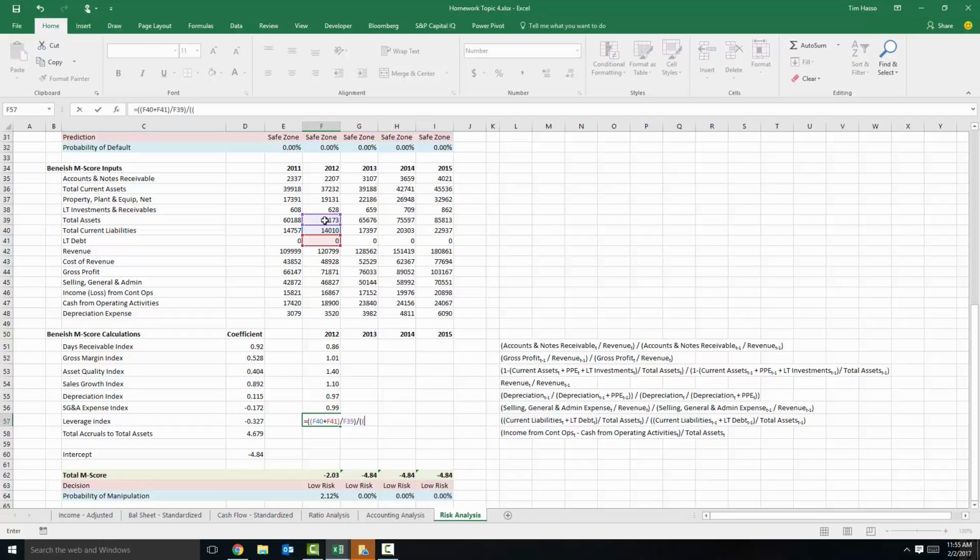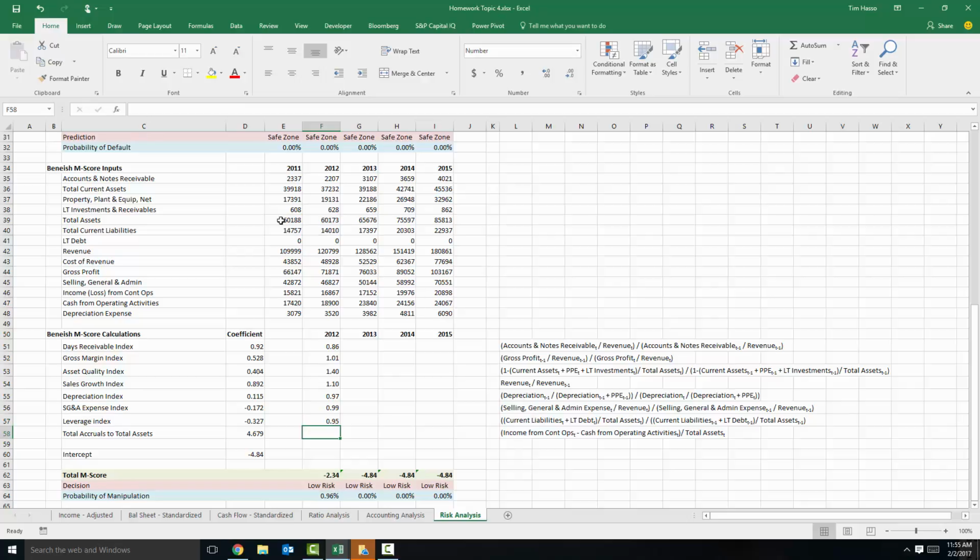So we need to start with two brackets, current liabilities plus long-term debt, close the bracket, and you divide it by total assets. And then finally close the final bracket. Press enter and you get 0.95.